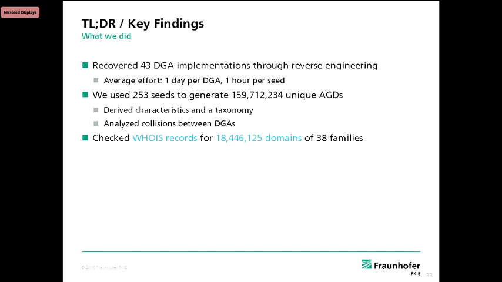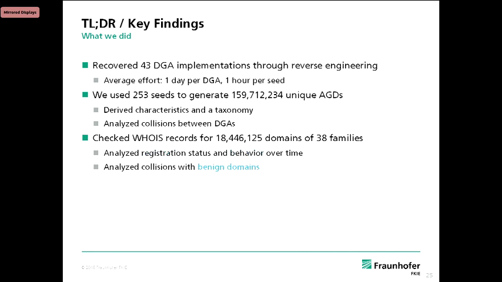Next, I got really lucky when I got in touch with DomainTools, because they basically gave me access to their data, which enabled me to look up the history for up to 18 million of such domains from 38 families. I had to exclude some of them, which I will explain later. Anyhow, we were able to look at the registration status, so basically derive how many of those DGA domains are actually registered and when they were registered, for example.